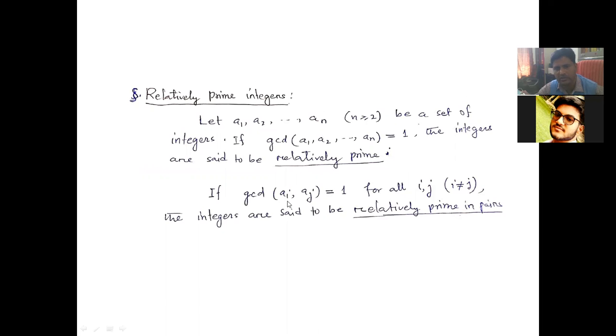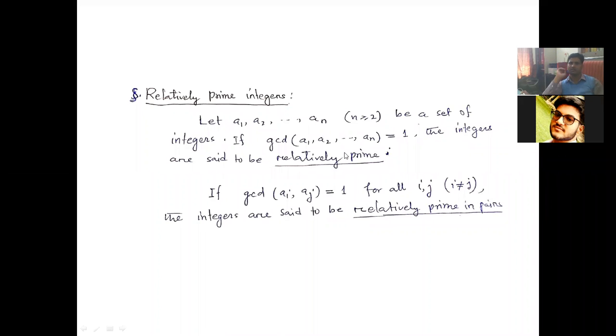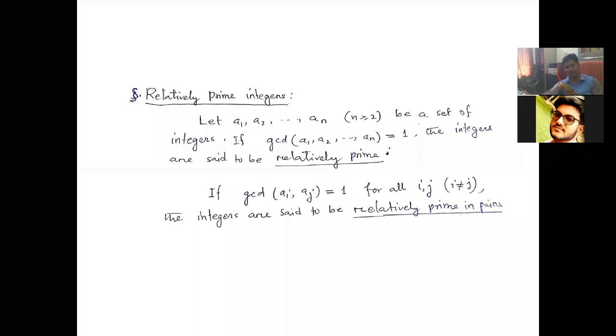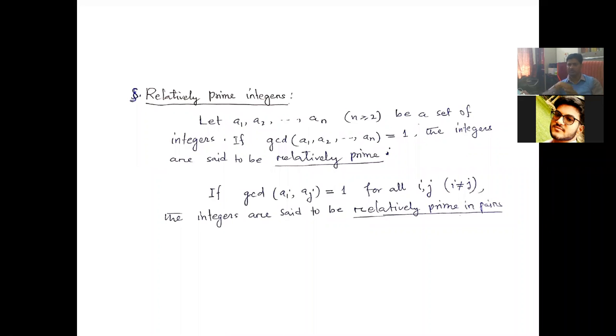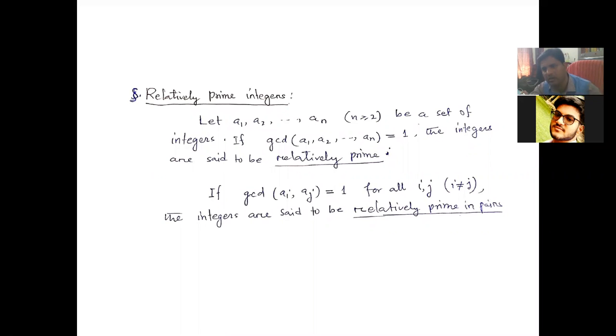If GCD of ai, aj equals 1 for all i, j with i not equal to j, then the integers are said to be relatively prime in pairs. Okay, एक साथ में सबके GCD 1 हो तो relatively prime हो. And pairwise, for each pair, for two different members, if GCD is 1, then these are called relatively prime in pairs. Relatively prime तो है ही.